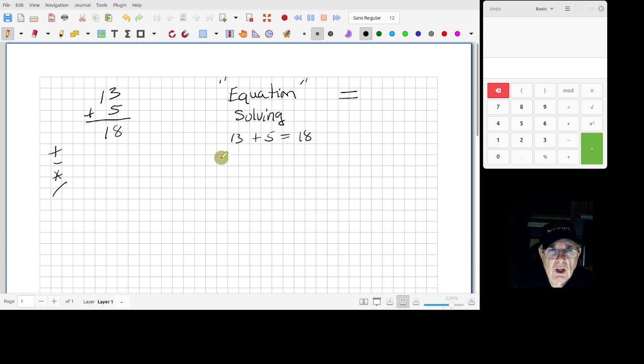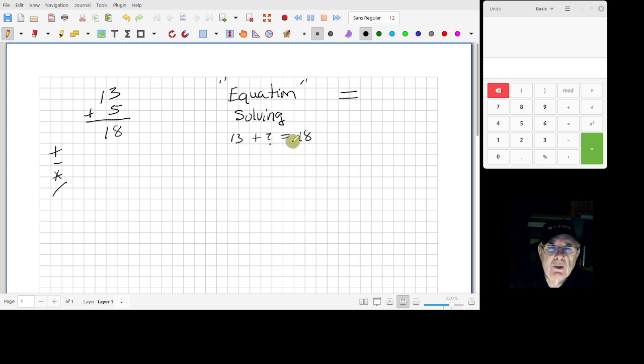Well, it turns out that in algebra, this idea of solving, well, didn't I just solve this? Yes. And what separates arithmetic from algebra is, what if we don't know what one of the players is? I got 13 plus some number equals 18. Well, you don't need any special processes, most likely, to solve that. You can solve that in your head. You know how to add things or whatever. But how did you get to that point?